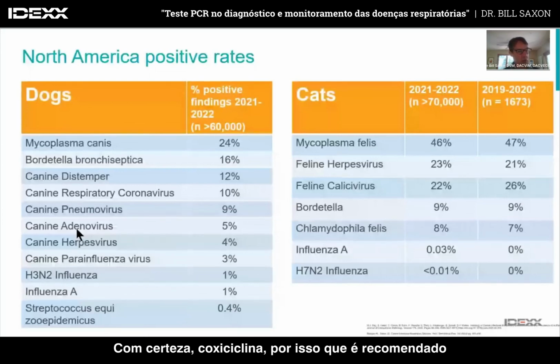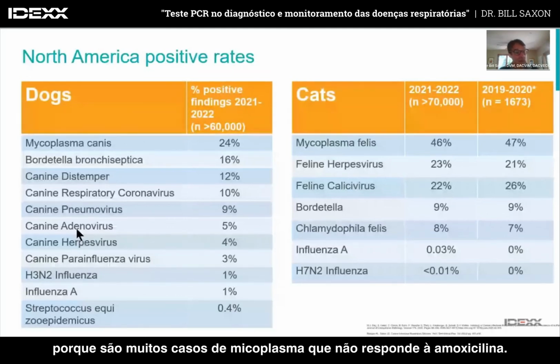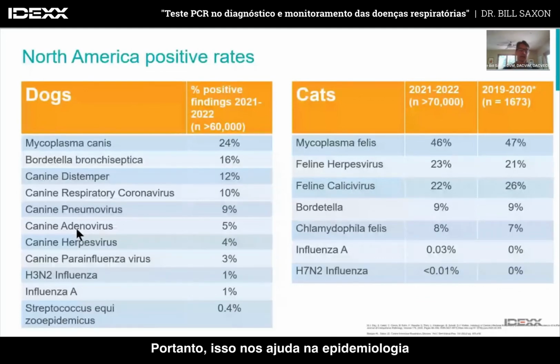Well, doxycycline for sure. That's why it's recommended for any initial treatment for respiratory tract disease, regardless of whether it's upper or lower, because look, there's a lot of mycoplasma. And it's not responsive to amoxicillin, right? So it helps us epidemiologically and also justifies our choice of therapy, okay? So when we get more information, then we can share it and we can tweak the recommendations if that's indicated.